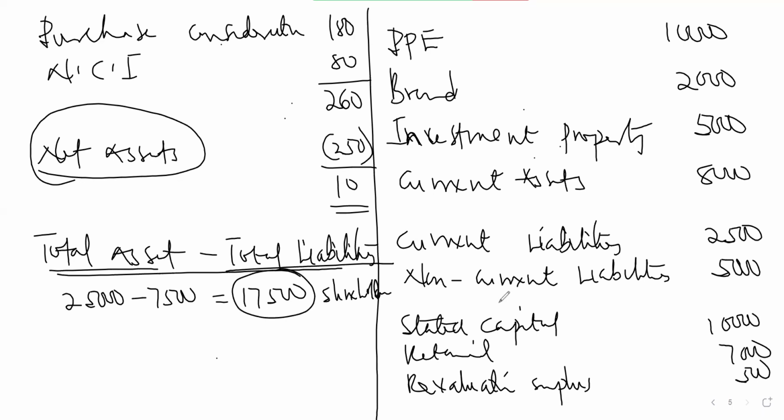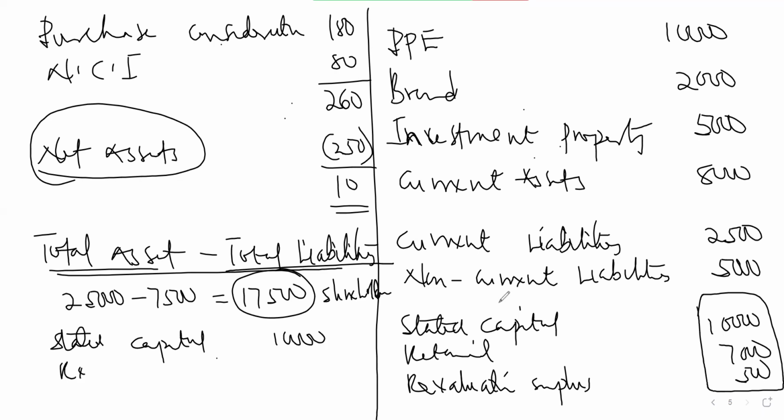Okay, the person knows that whatever I'm going to be getting as a net asset will be the shareholders' fund. So the person can have the stated capital at acquisition, which will be 10,000, and the person will have retained earnings, and the revaluation surplus of what? Of 500. Okay. So the person will now be having 17,500. So this is the net asset based on the book values.